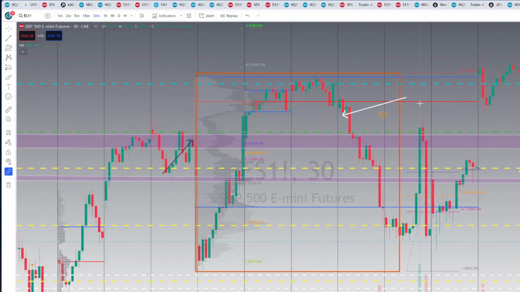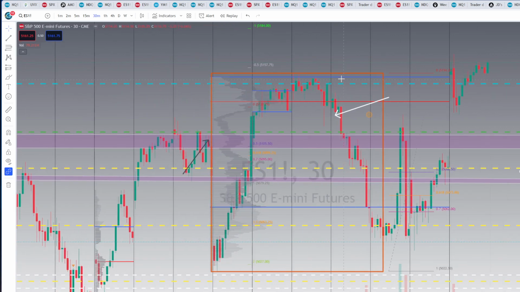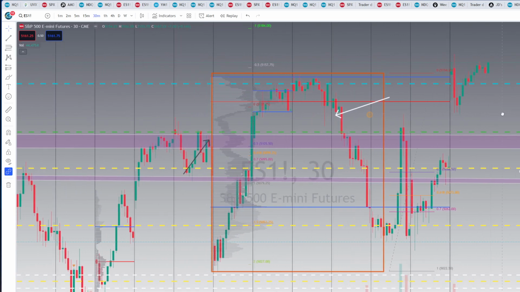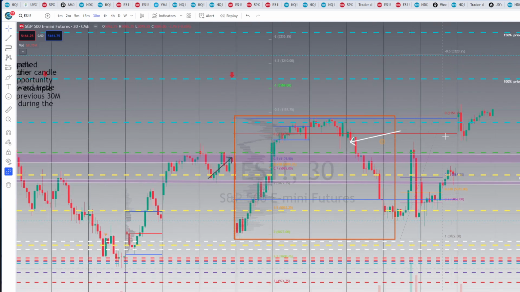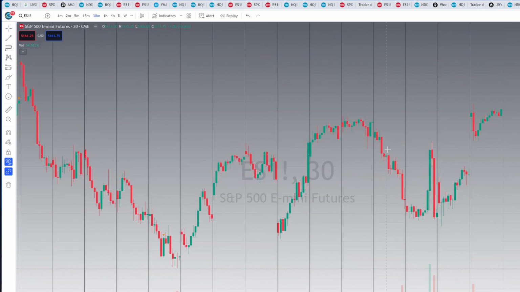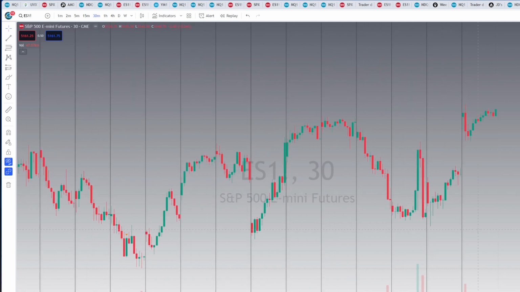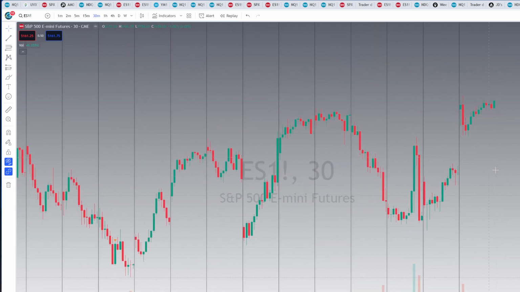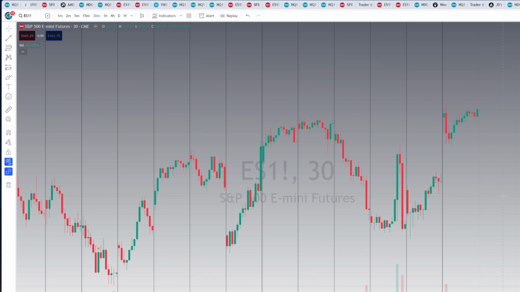So what you're looking at here is a 30-minute chart, and on this 30-minute chart, this is what I use for my analysis. So we're gonna get right into it. I'm gonna hide all the drawings. So we're gonna clean up the chart a little bit, and I'm gonna add a couple of indicators here, but make no mistake.